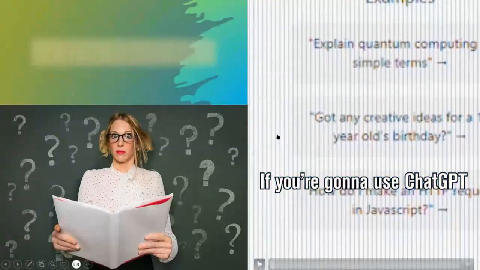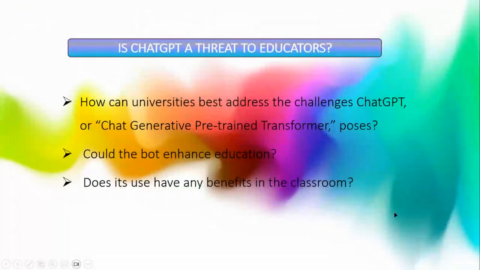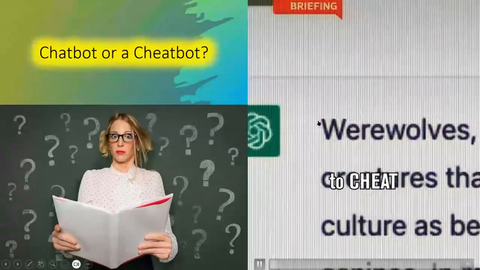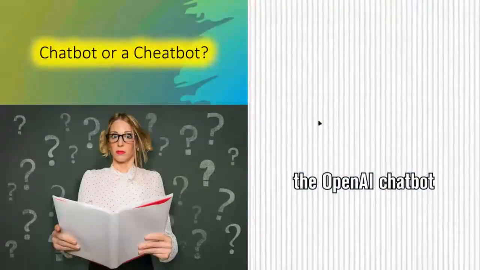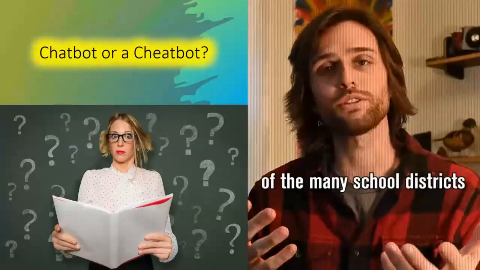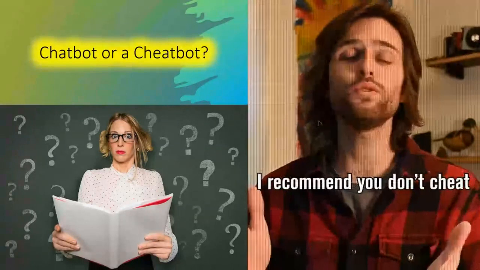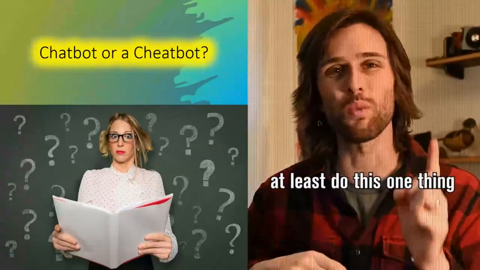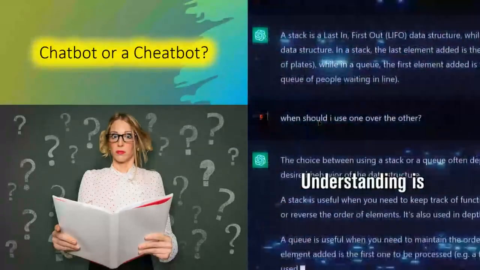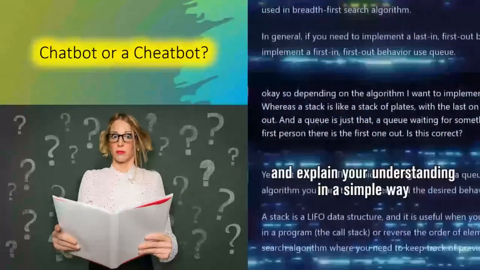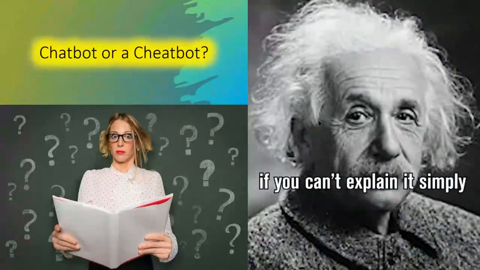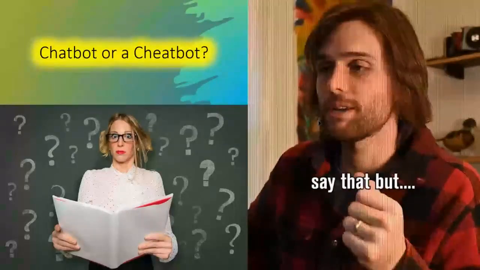If you're going to use ChatGPT to cheat, at least do this one thing. Because ChatGPT, the OpenAI chatbot, can be used to answer questions, write code, and give you the meaning of life, you may be enticed to use it to cheat on your school, unless you're in one of the school districts that outright banned or blocked ChatGPT, of course. But even still, I recommend you don't cheat. A revolutionary take, I know. But if you must, at least do this one thing. Ask it to explain the reasoning behind the answer it gave you. As a matter of fact, it already does this. But reading isn't remembering. Understanding is. So provide some follow-up questions to really give you an understanding and explain your understanding in a simple way back into ChatGPT for it to confirm that you do understand it. Because as Einstein said, if you can't explain it simply, then you don't understand it well enough. Well, Einstein didn't actually say that, but it's a good quote.